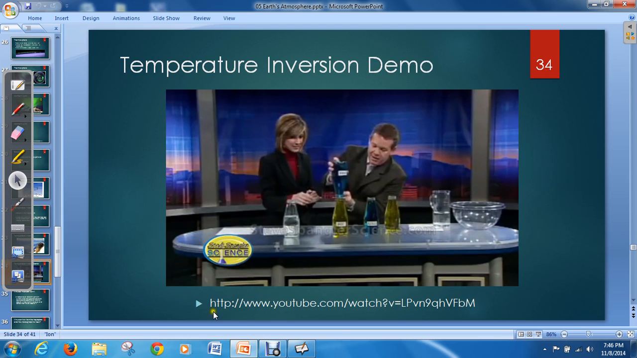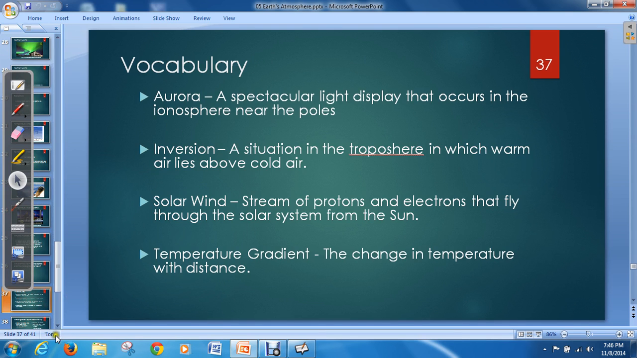And we watched this video that goes over kind of the effects and does a really good demonstration of what's happening. So I recommend watching that. But that is it for this part of the chapter. Here are some vocabulary words for you to write down and make sure you understand.